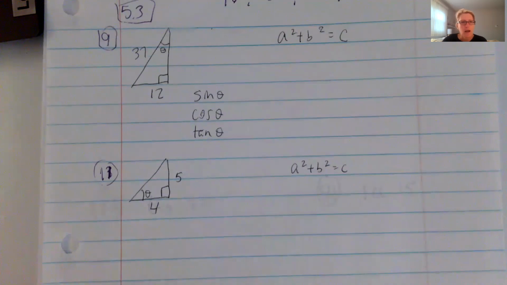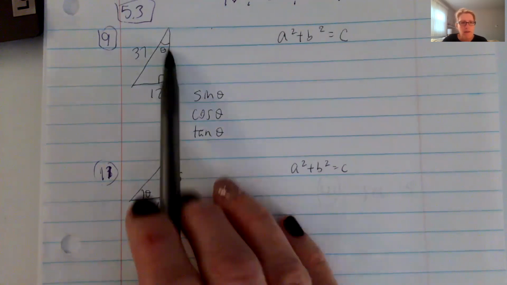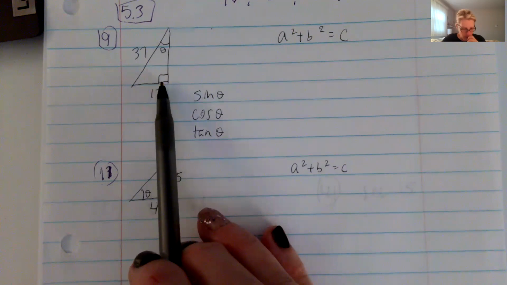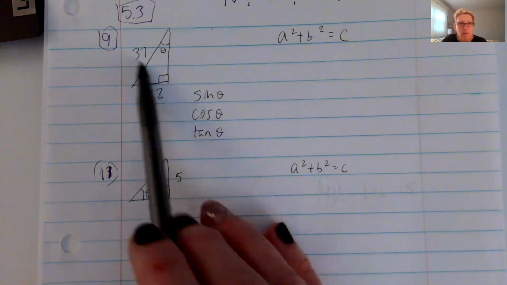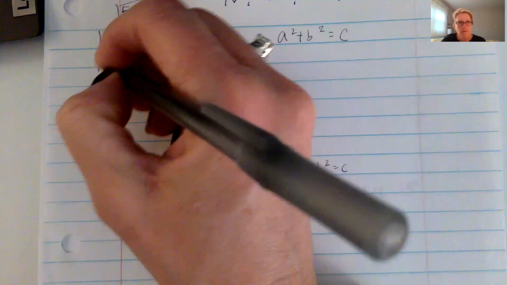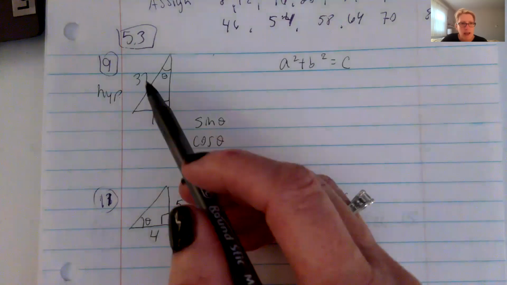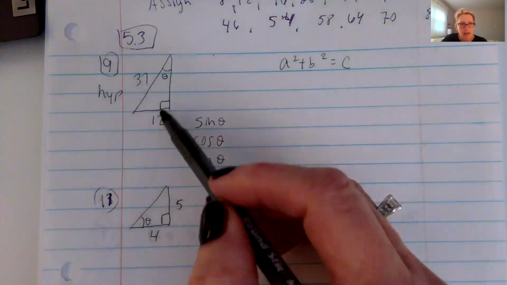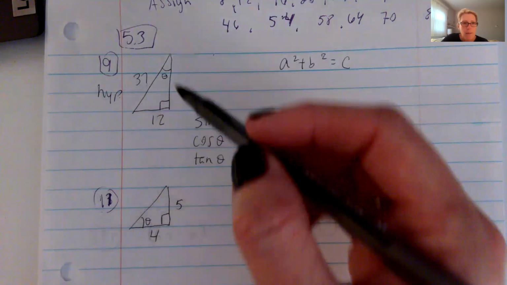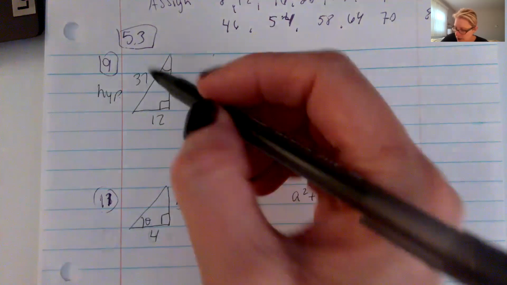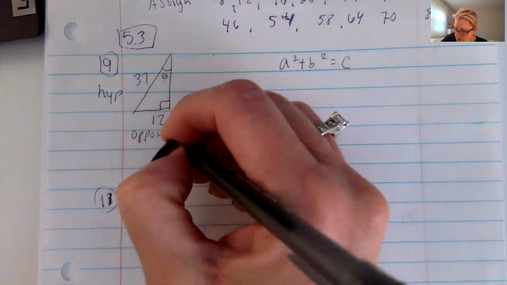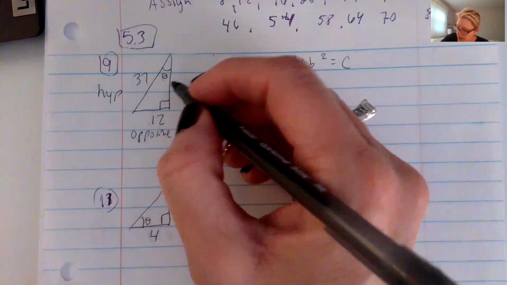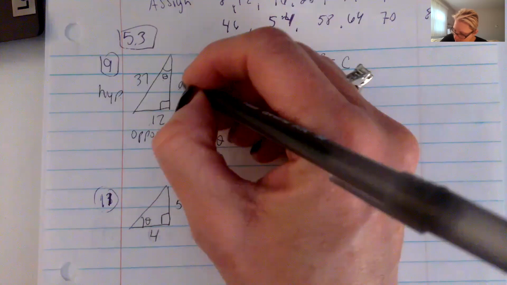So problem number 9, we have this right triangle, and they always will show where the right angle is with the square. And so the side opposite the right angle is our hypotenuse. And so they gave us that side, and they gave us the side opposite the angle. So our angle theta, the opposite of that is 12. So it happens to be that this side here that's missing is the adjacent side.